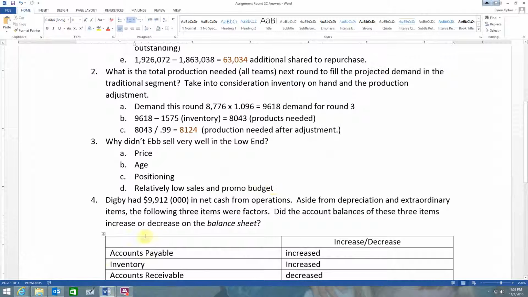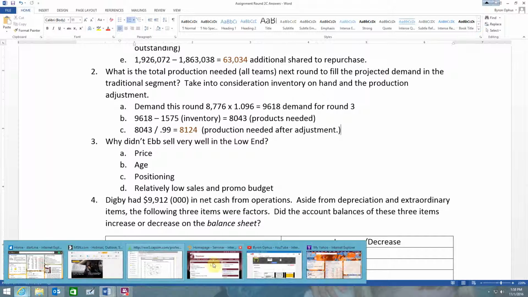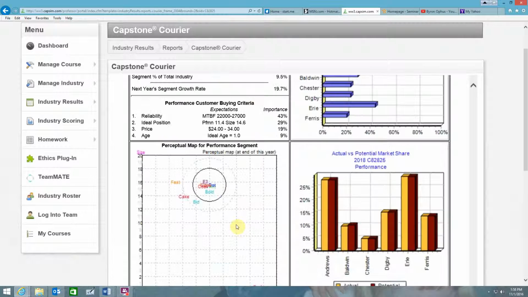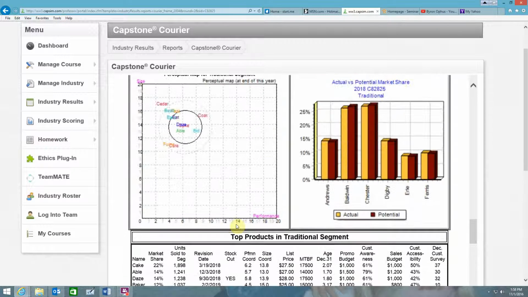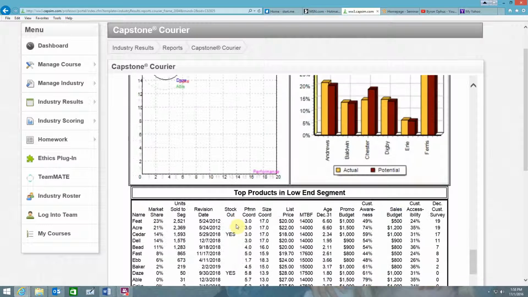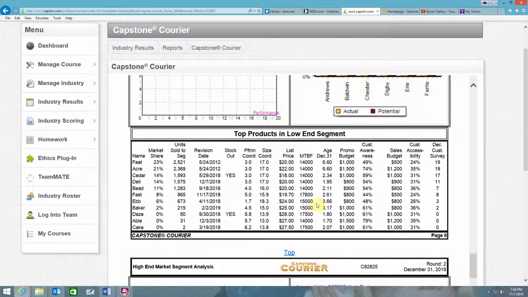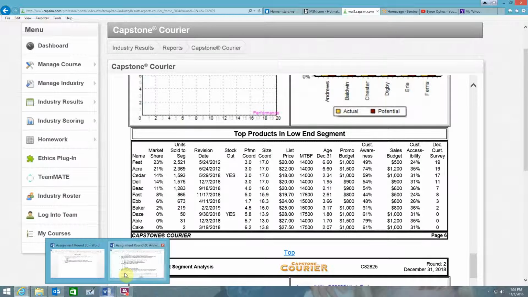Relatively low sales and promo budget. Again, it's not the lowest, so relative to maybe one or two of the other products, it wasn't worse, but it was pretty low. I bet 800,000 for the promo budget, 800,000 for the sales, lower than everybody except for Fast, which was the next worst selling item. So, just a list of reasons there.